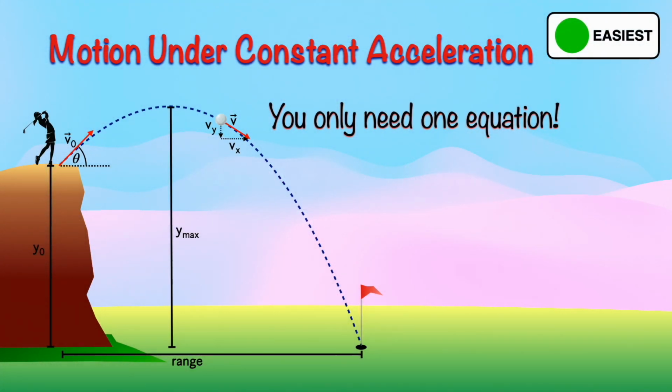Welcome to the Physics Almanac. In this video, we will cover motion under constant acceleration, which will lead us to projectile motion. And the great thing about constant acceleration is that there's only one equation. So I rated the physics level in this video as easiest.